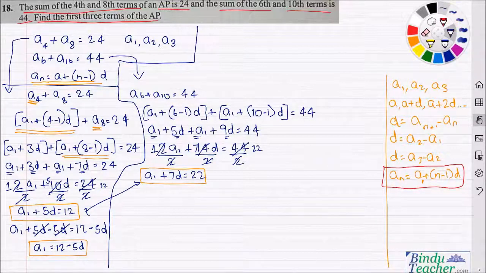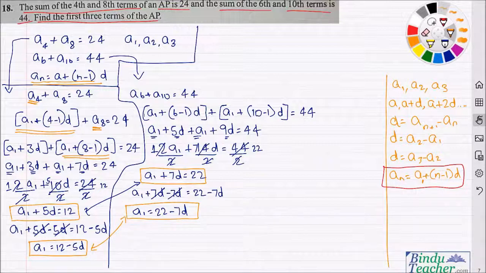Let's do a similar thing for the second equation as well. So write A1 plus 7D equals 22. We will write minus 7D here and minus 7D here. Plus 7D minus 7D cancel out each other. We get A1 equals 22 minus 7D. So now we have two different values for A1. On one side we have 12 minus 5D, the other side we have 22 minus 7D.